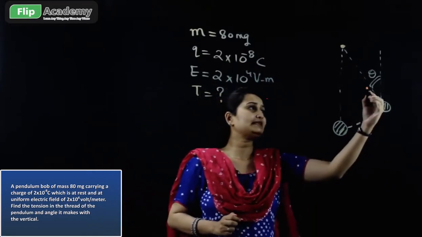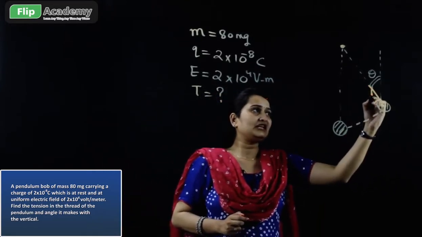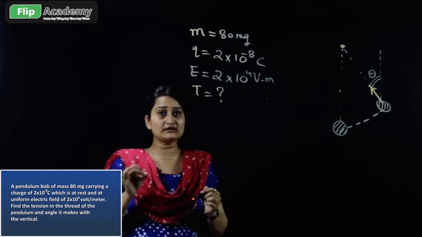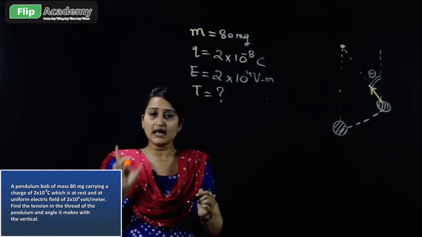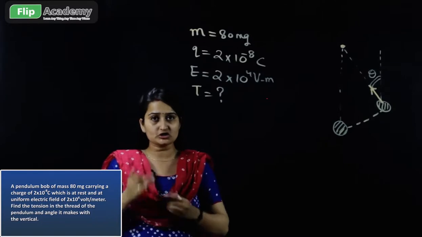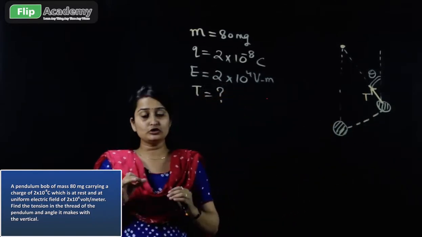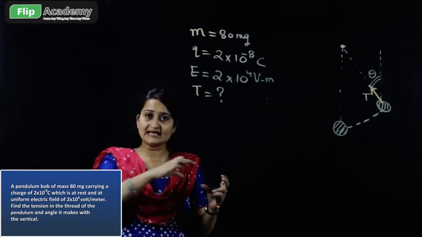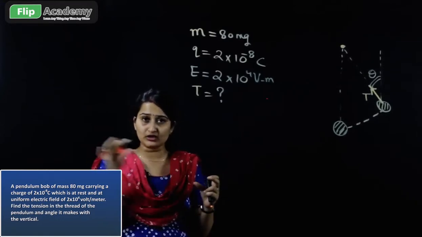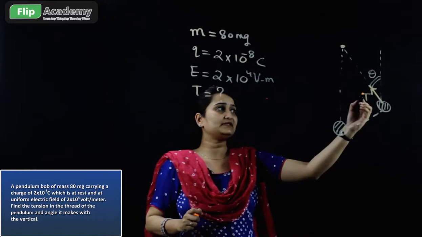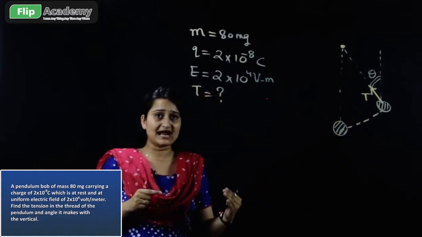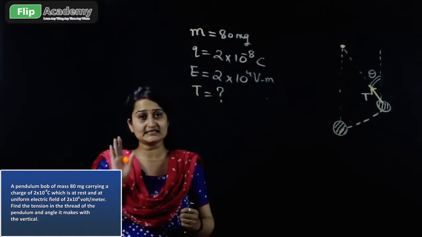First force is the tension. The tension which is occurring on the string of the pendulum bob. Tension is also a kind of force which is acting on the string. Due to this tension, the bob is connected with the string. So this tension is represented as capital T and the direction of the tension is towards the support.